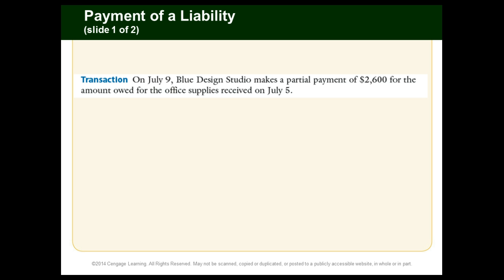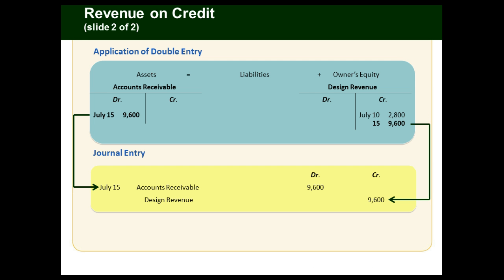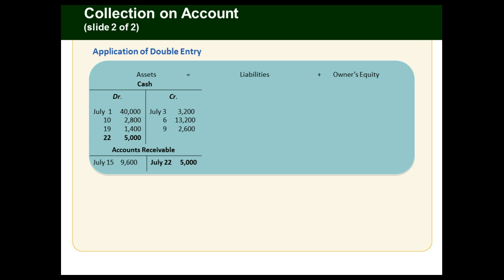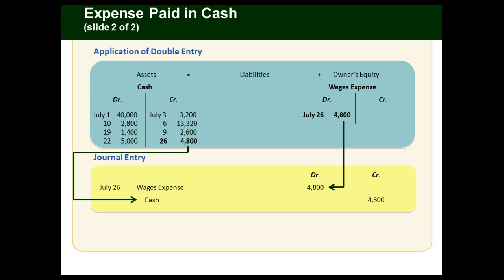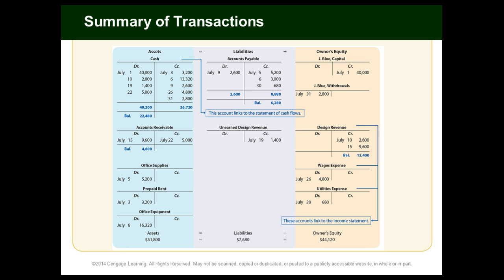Okay, so ultimately we're going to create all these different transactions, and then once we create all these various transactions, we now have a listing of all the debits and all the credits in the various accounts. So do you see, once we do this, our assets, when we come up with our balance of cash, our balance of accounts receivable, office supplies, prepaid rent, and office equipment, our assets total $51,800. When we go to our accounts payable and our unearned design revenue, our balance in liabilities is $7,680.